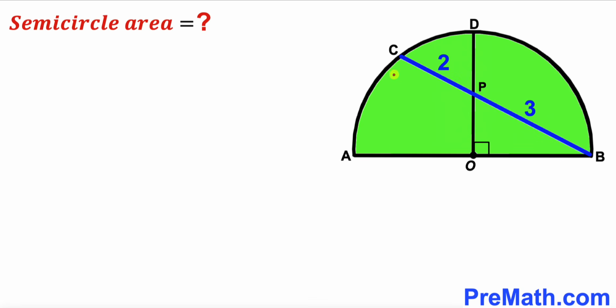Welcome to PreMath. In this video, we have this green shaded semicircle with center O, along with this perpendicular OD, as you can see in the diagram, such that BC is a chord and it intersects this perpendicular at point P. Moreover, segment CP has length 2 units, whereas segment BP has length 3 units. Our task is to calculate the area of this green shaded semicircle.